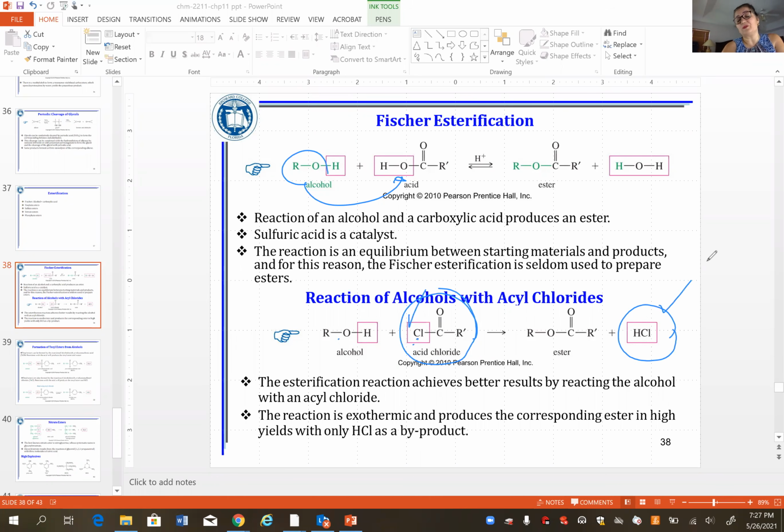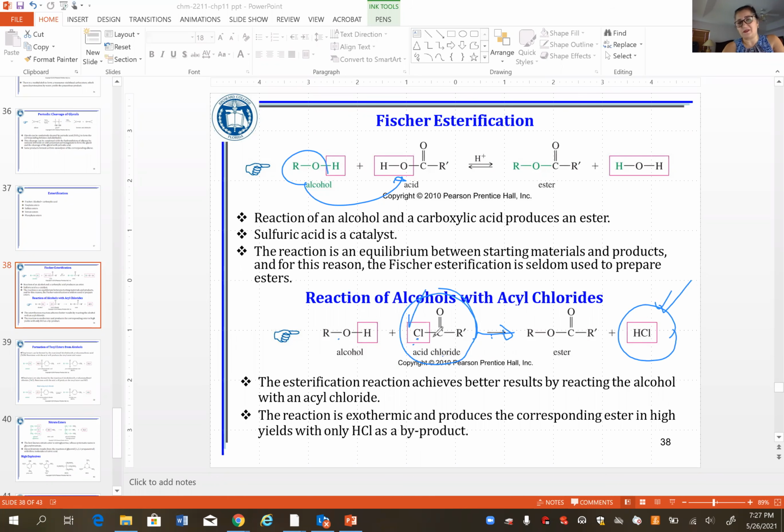HCl is a gas at room temperature. It can escape the container easily. You don't have to force it. So this is going to be removed easily. The reaction never reaches equilibrium. This is a one-way reaction. And that's another benefit. What's the disadvantage of that?